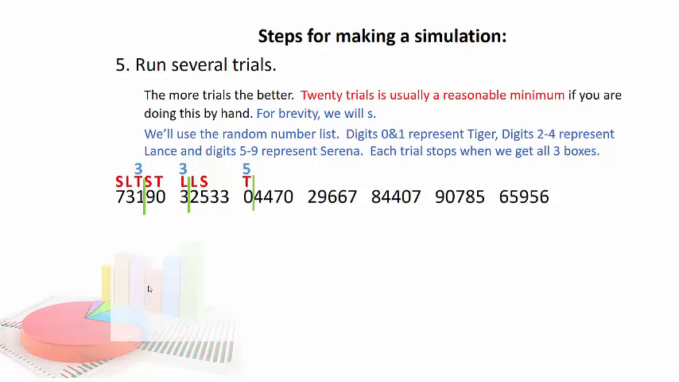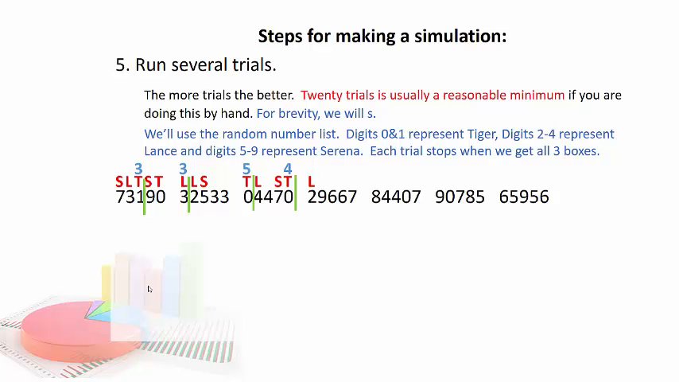So my response variables so far are 3, 3, and 5. Next box is Lance. And then I get another Lance, but I don't need to write that down. I just need 1 Lance. The box after Lance is Serena, and then I get Tiger. Not too bad. 4 boxes, and for some reason it's showing the line. Sorry. Okay, so there's trial 4.